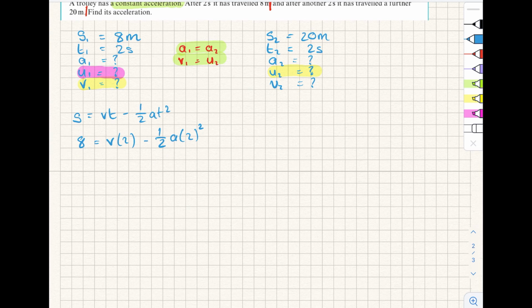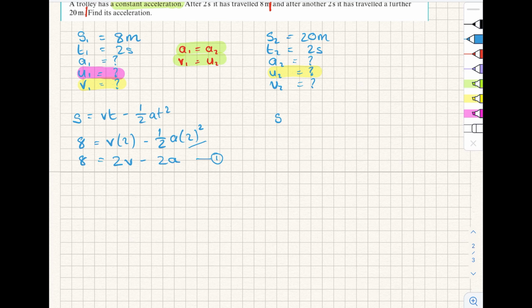Simplifying this out, I'm going to get 8 equal to 2v, right? This is going to become 4 divided by 2, right? Which is just going to give me 2. So this will be minus 2a. And we could go a step further and simplify that, but we're going to leave this at the moment as equation number 1.